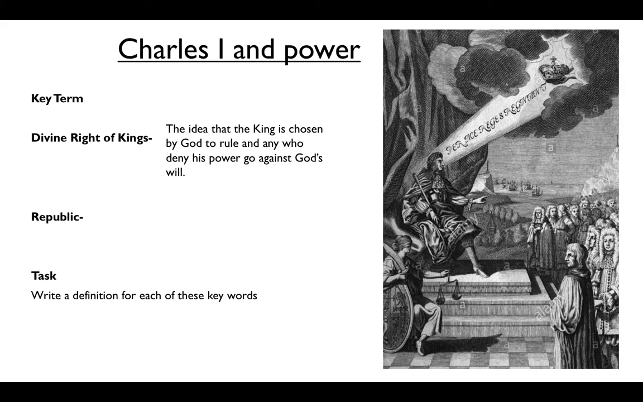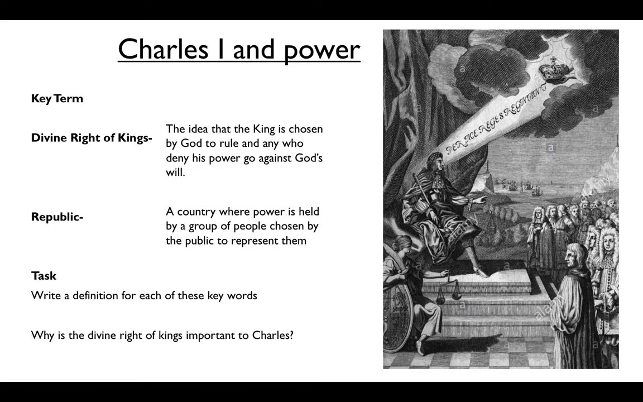Now, a republic is different. A republic is a country where power is held by a group of people chosen by the public to represent them. So in a republic there is no king. A bit like France today, which doesn't have a king, it's a republic. So if you haven't already done so, copy down those key words and I want you to think about why the divine right of kings was important to Charles. So pause the video here and come back to me when that's done.